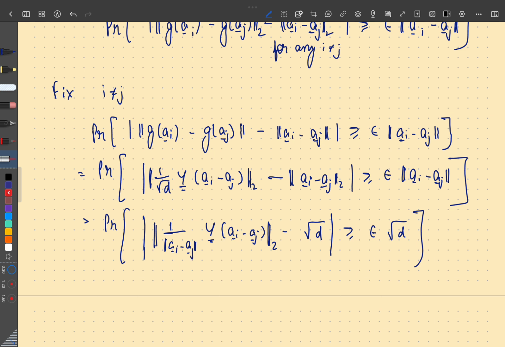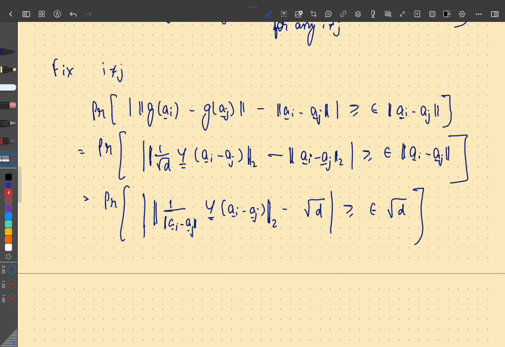Alright, it's easy to verify that this whole thing, 1 by the norm of ai minus aj times matrix Y times ai minus aj, is a vector in R to the little d with IID entries, zero mean, variance equal to 1, and sub-Gaussian, with the sub-Gaussian norm of each entry being equal to k.